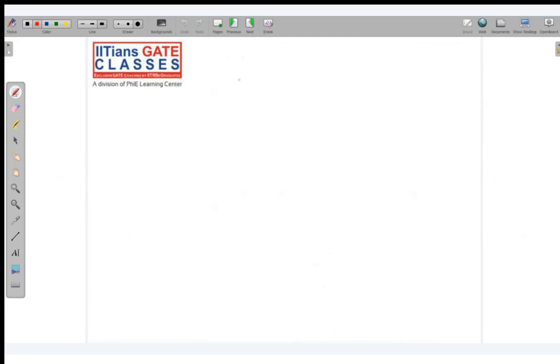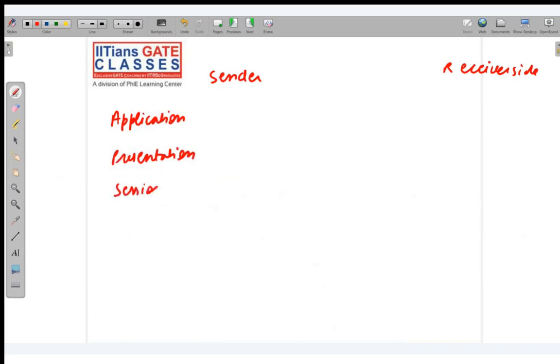So this is sender side. Okay. And this is the receiver side. Sender side and receiver side. So this is application layer. Application. Then presentation, then session, transport, then network layer, then data link layer, and then physical layer.